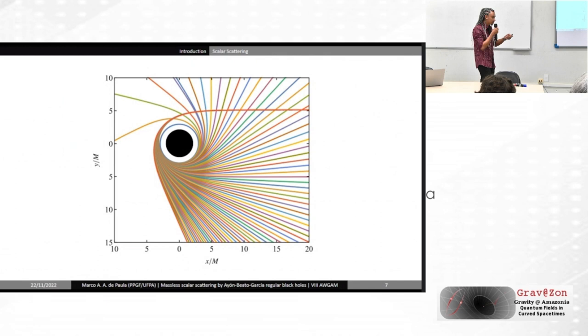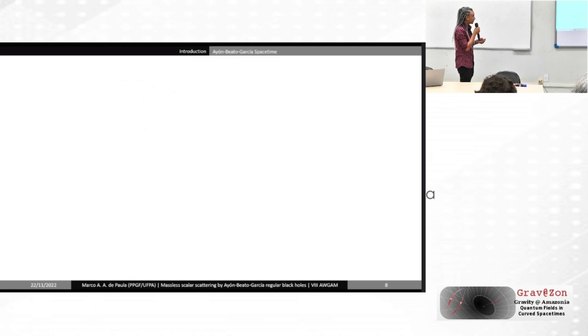We want to study the differential scattering cross-section of a massless scalar field and use the classical and semi-classical results as a check of the consistency of our results. So this is the main idea of our work, and this is what I'm going to mainly discuss here.